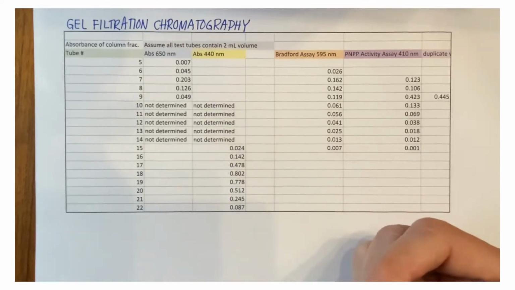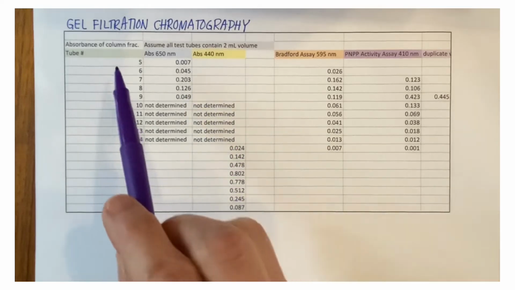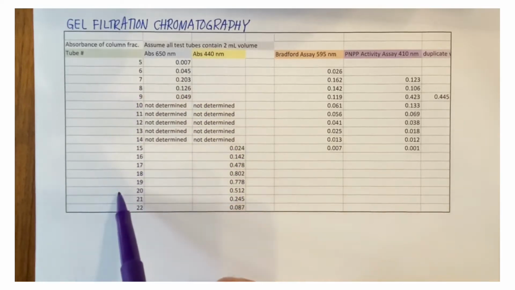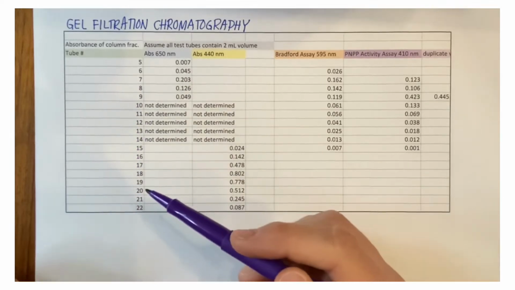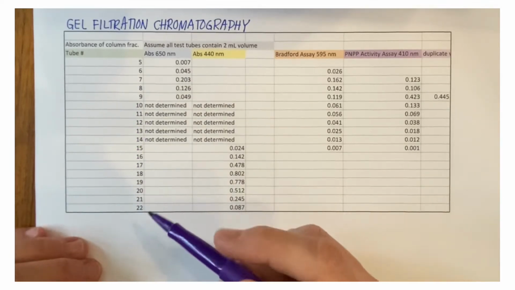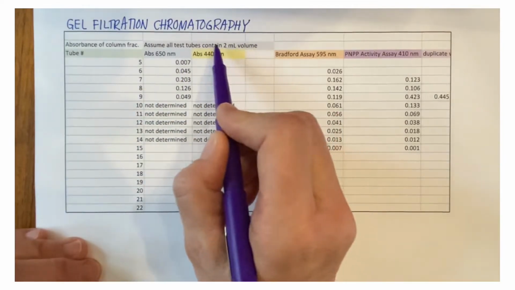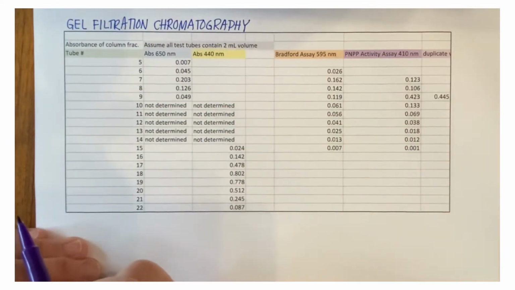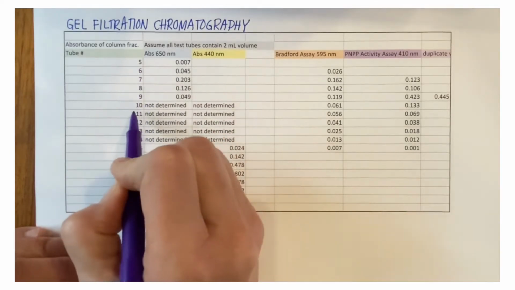So the first thing you have to do is make a plot of these absorbance values versus milliliters of elution. These numbers are test tube numbers, so it's better if you convert them to milliliters. And if you see this here, you realize that every test tube has about a 2 milliliter volume. So all you really have to do is multiply these by 2.